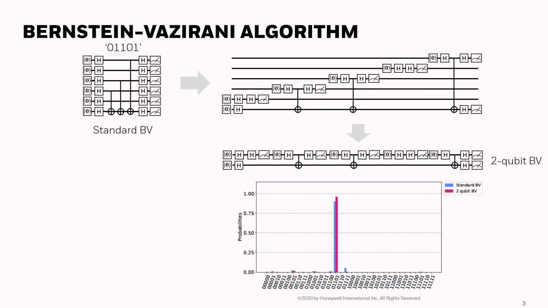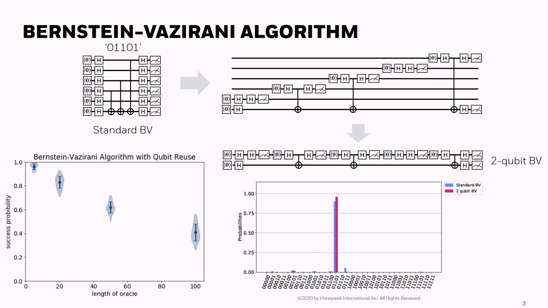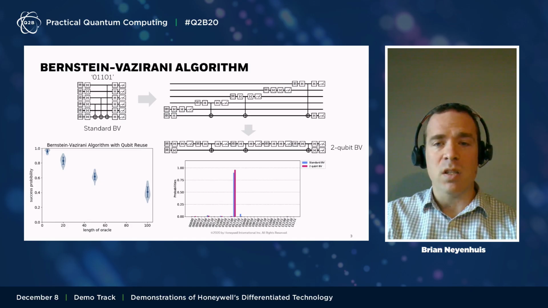And so we've done this. We ran this on the Honeywell System Model H0 machine, both the standard version using six qubits available and this two qubit version, and we see we get the same output. But because we can now do any arbitrary length oracle with just two qubits, just to show off a little bit, we went all the way out to a 100-bit oracle here. That would normally take 101 qubits to run, but we've done it with just two because of qubit measurement and reuse.